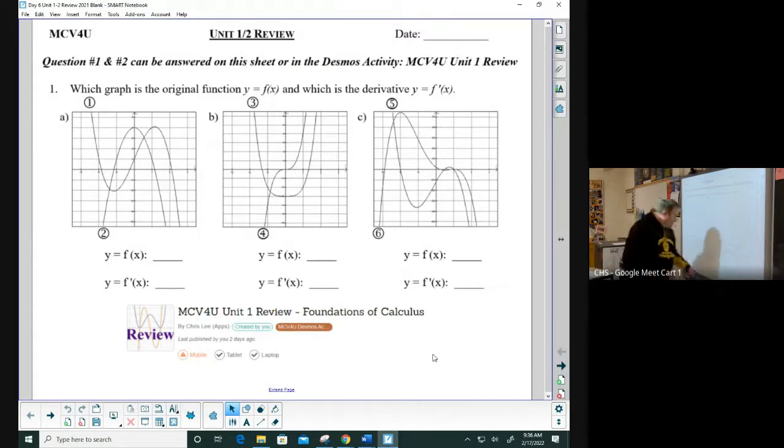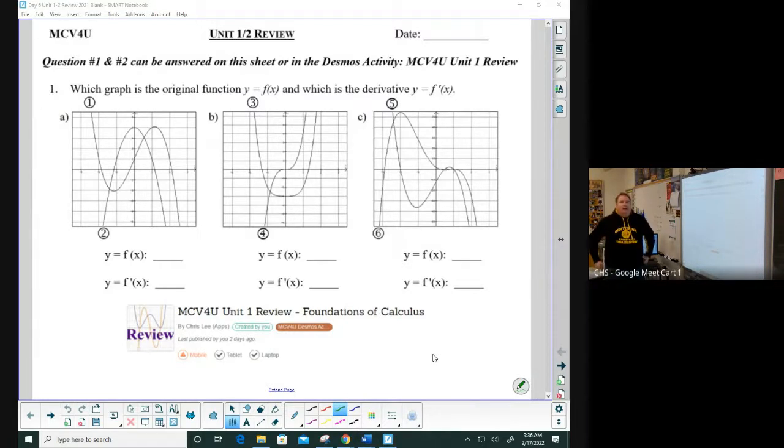I'm going to try and find which one is the derivative and which one is the original. For me, I like to look at the degree of the functions because that's going to give me a clue. It's not guaranteed, but I see that number 1 looks like a cubic and number 2 looks like a parabola. A parabola is 1 less degree than the cubic. So my gut is that number 1 is the original and number 2 is the derivative. That's my first guess, but I want to get a little bit more information before I confirm that.